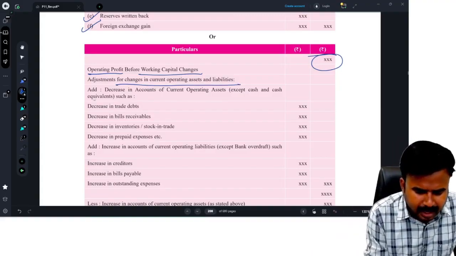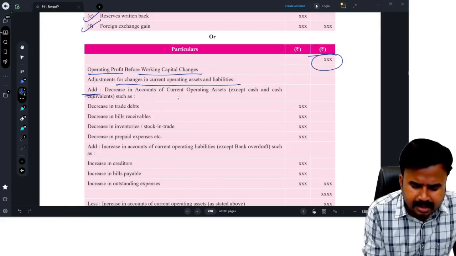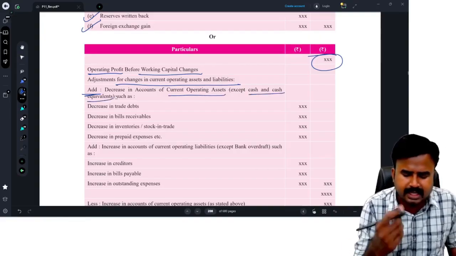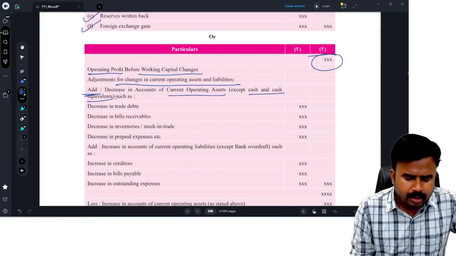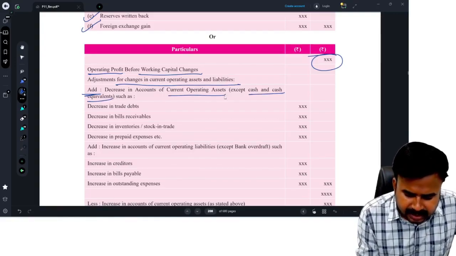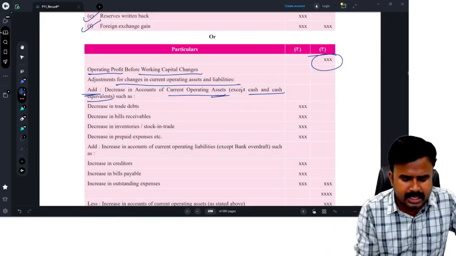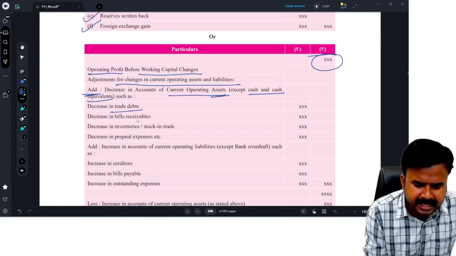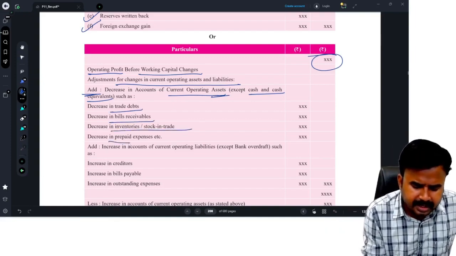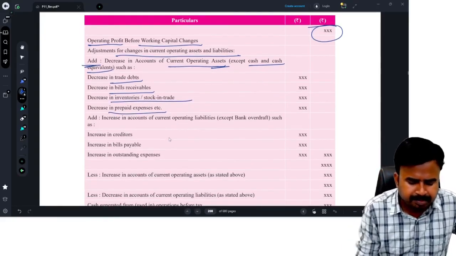See, the transactions are add, all these are additions. Decrease in accounts of current assets except cash and cash equivalents. You should not touch cash and cash equivalents. So when your current assets are decreasing, that increases your cash balance. So that's why we are adding these transactions. Decrease in trade debts, decrease in debtors, decrease in bills receivable, decrease in inventory and stock in trade, decrease in prepaid expenses. All these are additions. Okay, you should add back.